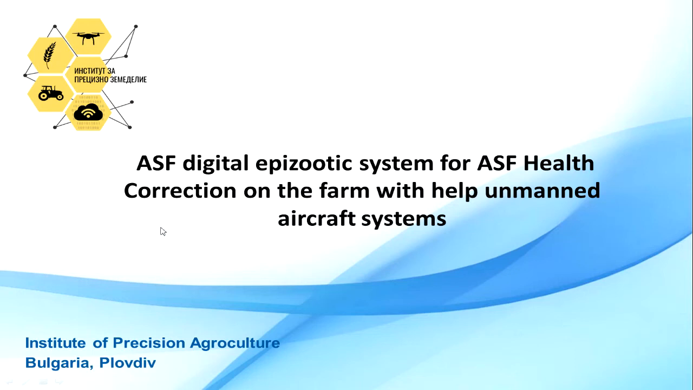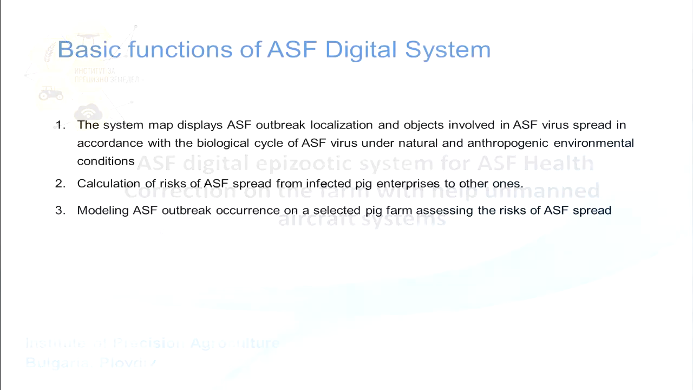We present a digital system for modeling the probability of ASF occurrence, which involves solving the following problems. The system map displays ASF outbreak localization and objects involved in ASF virus spread in accordance with the biological cycle of ASF virus under natural and anthropogenic environmental conditions. Calculation of risks of ASF spread from infected pig enterprises to other ones. Modeling ASF outbreak occurrence on a selected pig farm, assessing the risks of ASF spread.